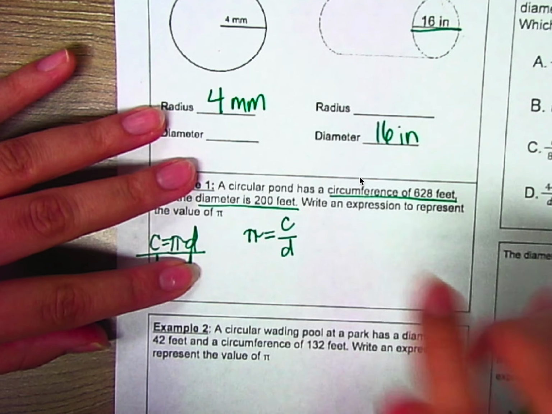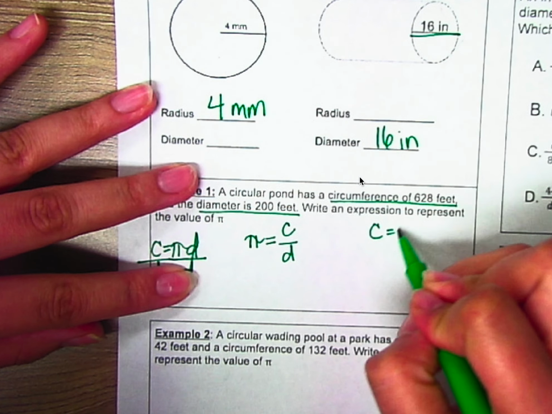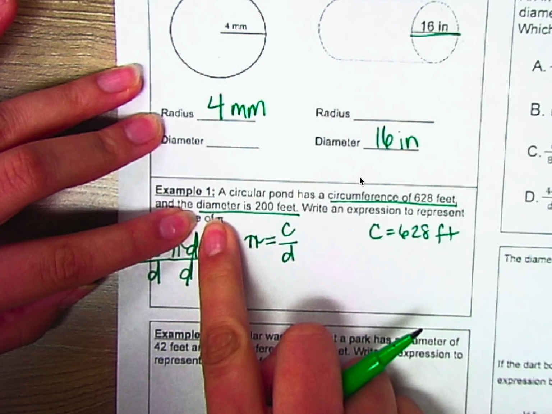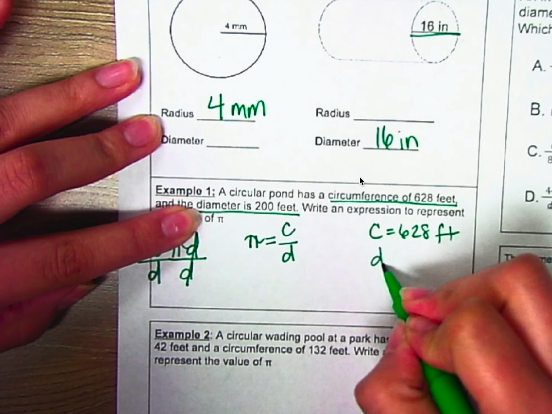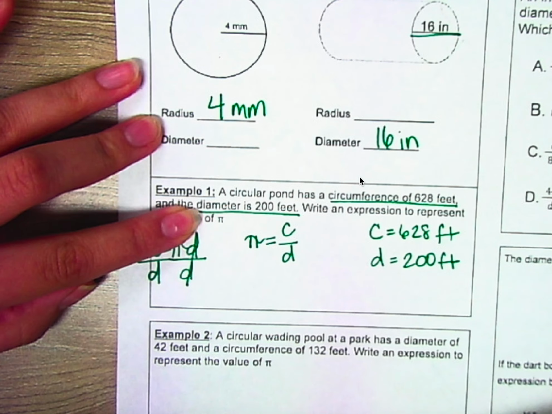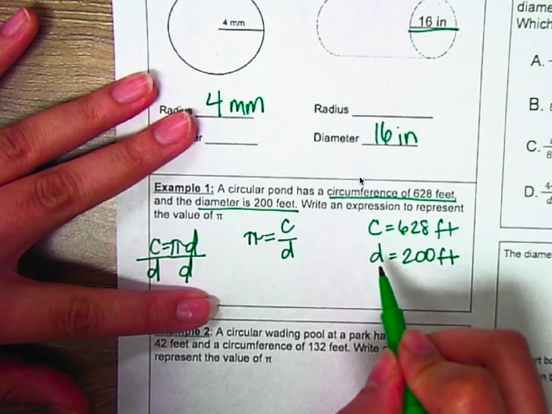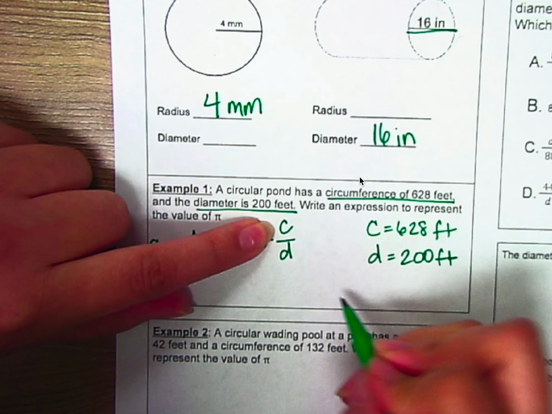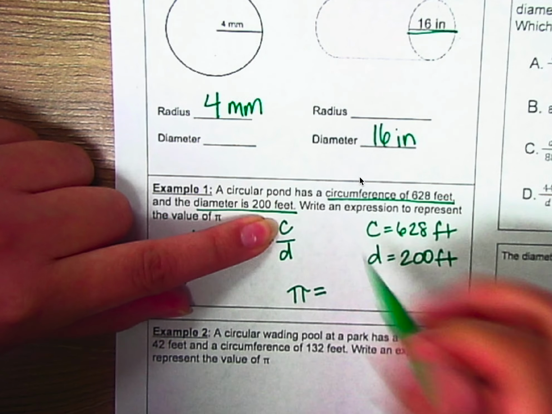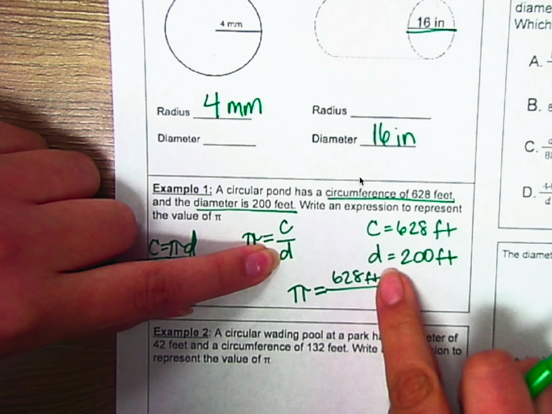Anyway, so I'm going to write down the information they gave me. They gave me circumference is equal to 628 feet. Okay. They also gave me diameter. Diameter is equal to 200 feet. Right? So all I need to do is plug in my numbers. Let's write pi first, equals my C, I know that's 628 feet over, and D is 200 feet.